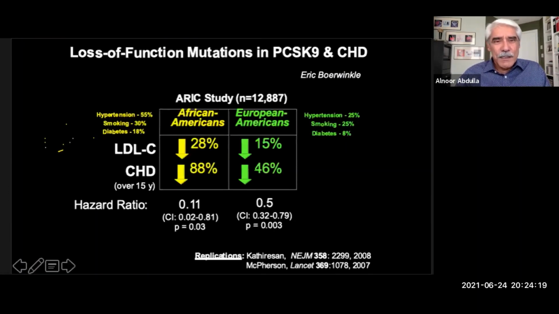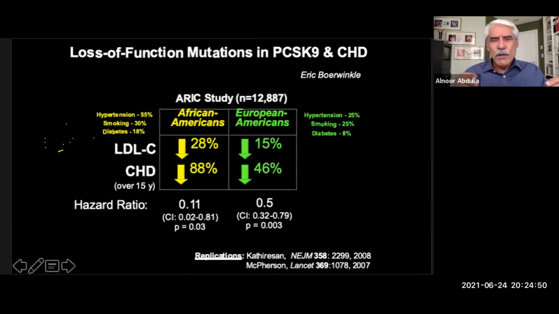And then we carried this further in the ERIC study, and we found that this was really more prominent in African Americans, where it dropped the LDL and essentially eliminated them from having coronary heart disease, even though a large number of them had hypertension or smoking, had diabetes. And in the European Americans, these mutations drop the LDL not as much, and you get significant reduction in coronary events over their lifetime. So we said, now we know this.